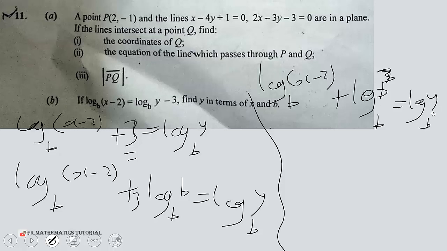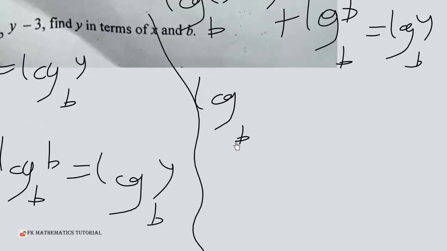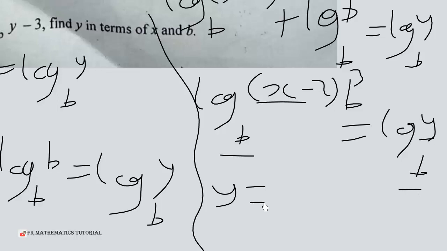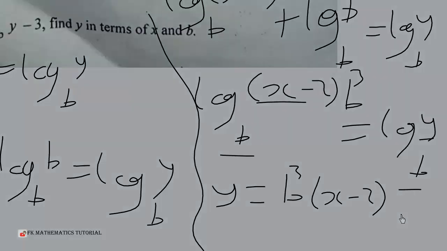Now we can apply another law of logarithm. Log m plus log n is log mn. So we are going to get log to base b x minus 2 times b cubed is equal to log base b of y. The bases are the same. We can equate this. We can delog both sides to get b cubed x minus 2. That is y for you.